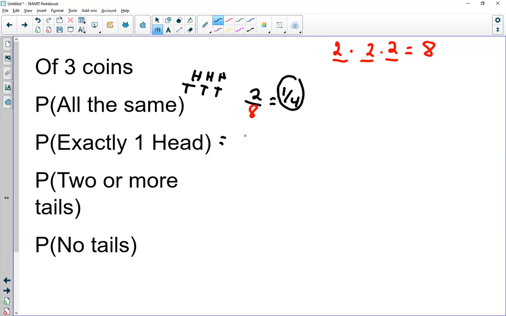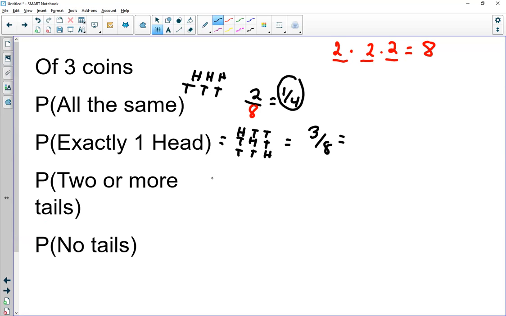So what could it look like? It could be heads, tails, tails. Tails, heads, tails. Exactly one head. Tails, tails, heads. So in that case, how many options are there? 3/8. So 3 out of the total, which is still 8, and then it can't be simplified, so 3/8.